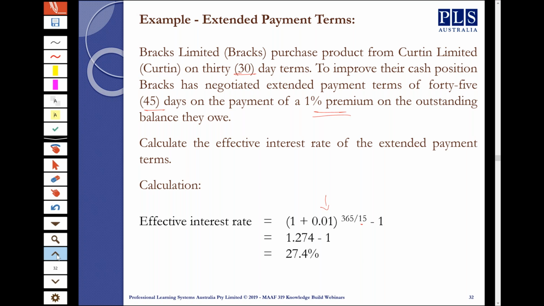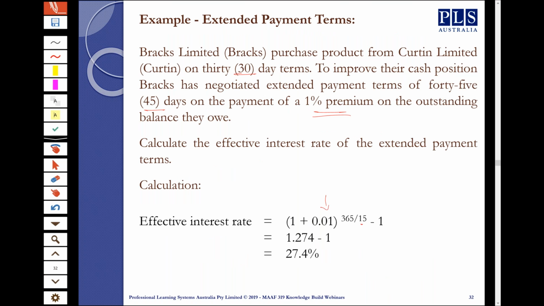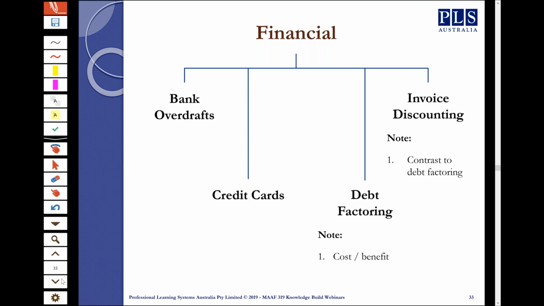Now keep in mind, as I stated in my logic, you would only take that on if the effective interest rate is less than your overdraft. So basically what you're looking for in this instance, you would need the 27.4 to be less than your overdraft to take that on. If your overdraft is the average overdraft at around 16%, then you would not take that on in that instance. But again, a couple of areas to be aware of. We then extend it from there across to our financial.